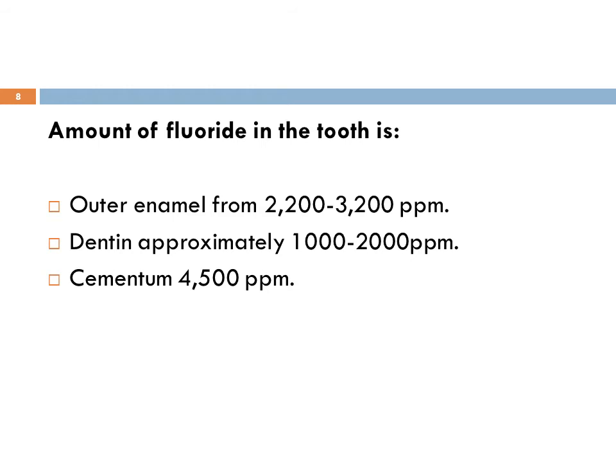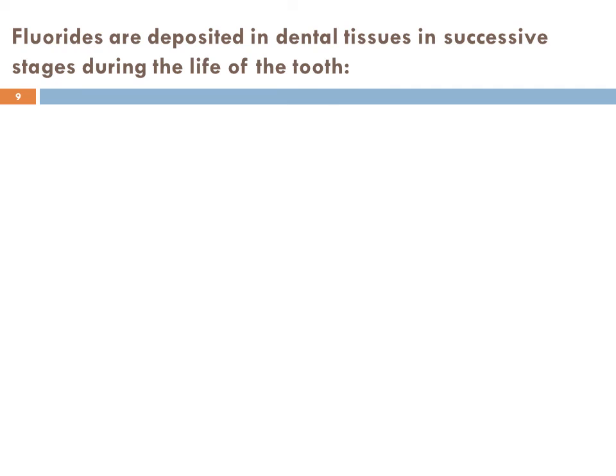So the amount of fluoride in the tooth is distributed, as you can see, in the outer enamel surface at approximately 2,000 to 3,000 parts per million. In dentine it is less, from 1,000 to 2,000 parts per million, and in cementum it is the highest amount, including 4,500 parts per million. And this is the reason why the outer enamel surface is more resistant to dental caries than dentine, and it's less resistant to dental caries than cementum.